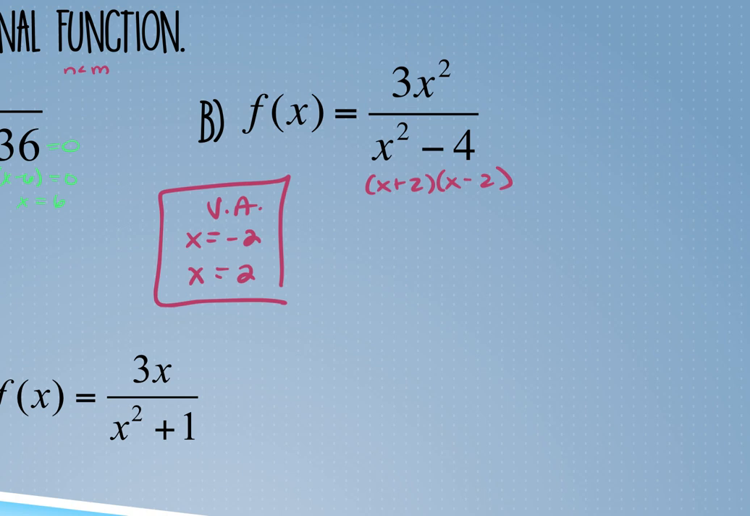And then your horizontal asymptotes, we look at the exponent in the top and the bottom. In this case, they're the same, which is our leading coefficient one. So we put the leading coefficient of the numerator over the leading coefficient of the denominator, and 3 over 1 is just 3.